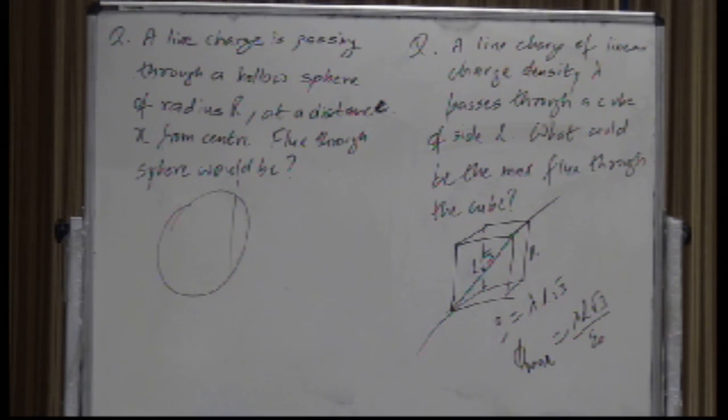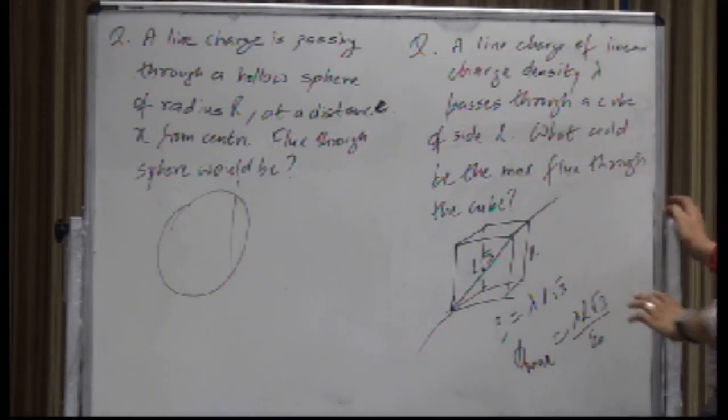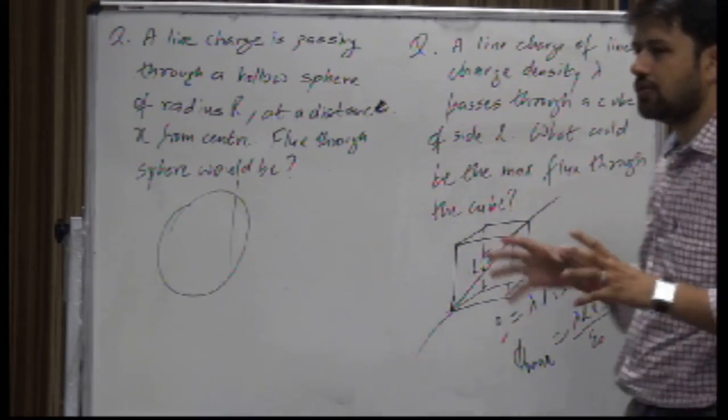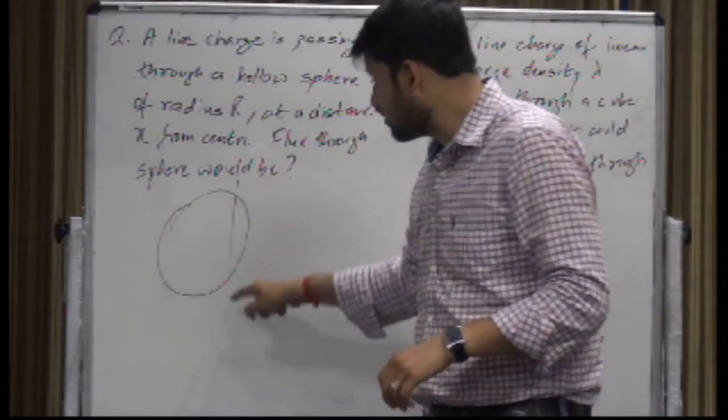Whenever some lines are passing, it should be mentioned like that. सिर्फ passing हो, like पहले वाले में भी सिर्फ नहीं, passing है. इसमें it said what could be the maximum flux. That's why we took the diagonal orientation. इसमें the orientation is already given.